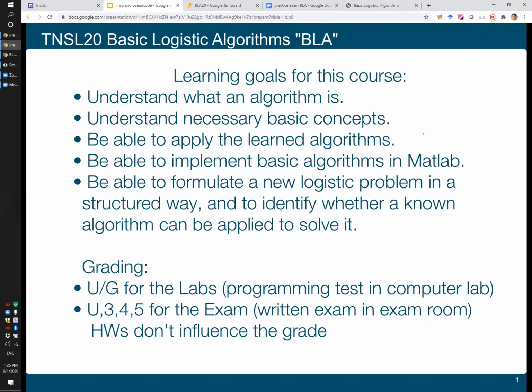So a few words about this class. I guess you have all read what the goals of this course are. So basically, to get familiarized with algorithms. You might have seen the grading, so you can get fail or pass for the labs. And on the exam, you will have the full range of the grades. Homeworks don't influence your grade, so homeworks are just for you to practice.